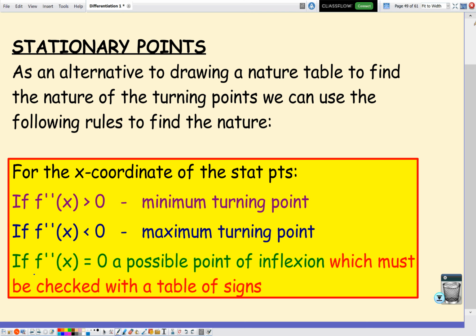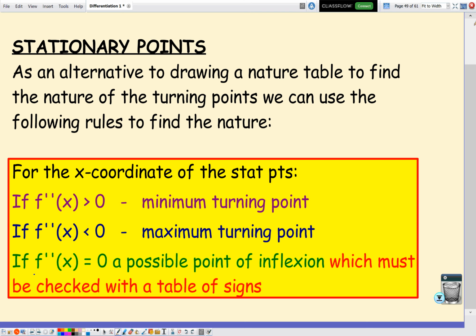But basically, if you find the second derivative, instead of drawing a nature table, if you take the x coordinate of your stationary point, plug it through the second derivative, and you get a number greater than 0, then that x coordinate is a minimum turning point. If the second derivative is less than 0, then that x coordinate is a maximum turning point.